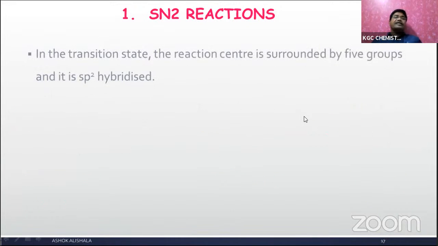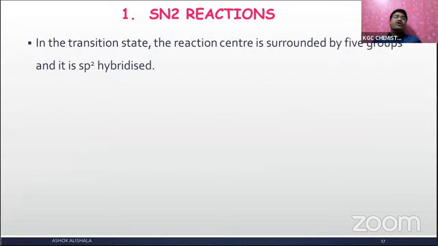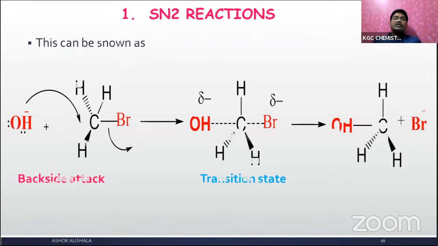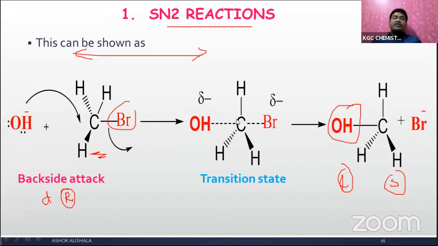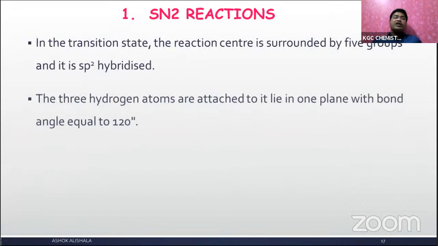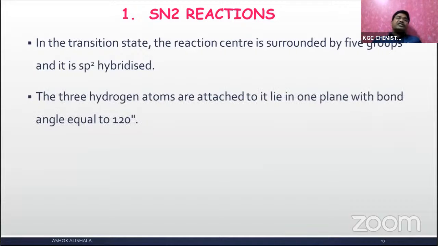Now let us see, in the transition state, the reaction center is surrounded by 5 groups and it is sp2 hybridized. The 3 hydrogen atoms are attached to it and lie in one plane with a bond angle equal to 120 degrees. I want to tell you one more thing here. In the transition state, this carbon is sp2 hybridized and the bond angle is 120 degrees. These 3 are in 3 different planes: this is above the plane, below the plane, on the plane. Sometimes you may get a question, what is the hybridization of the carbon in the transition state of SN2 reaction?